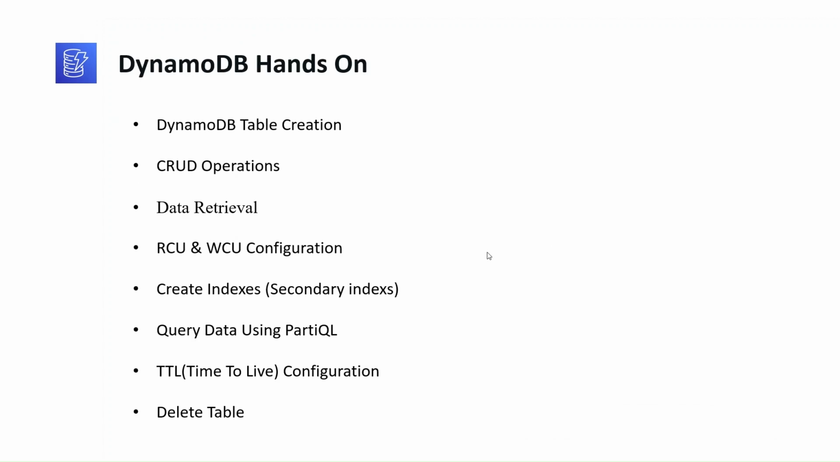Next, we will do the DynamoDB hands-on. In the hands-on, we will create a DynamoDB table, do CRUD operations and data retrieval, RCU and WCU configuration, then create indexes, query data using PartiQL, and set TTL configuration, and finally delete the table. Now, let's go to the AWS console and do the hands-on.